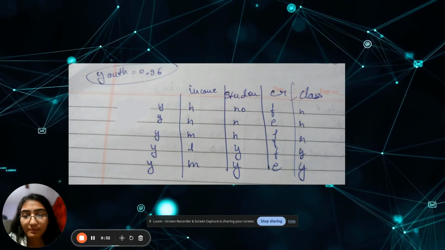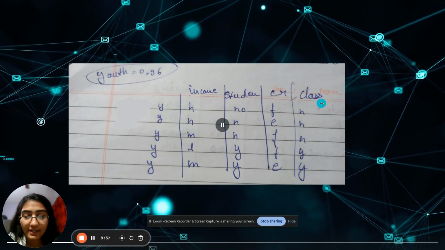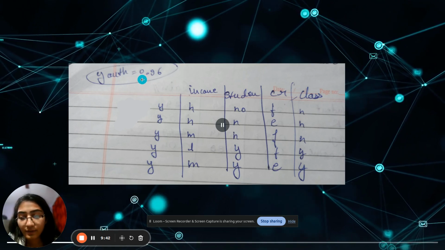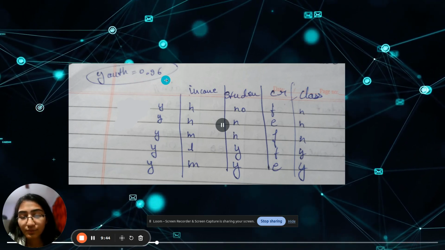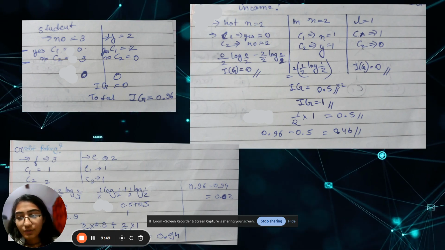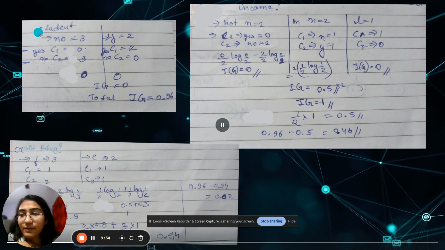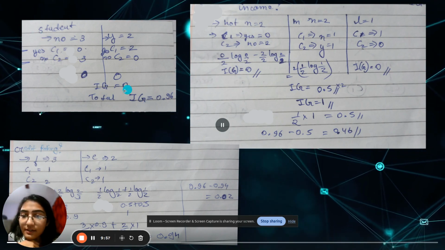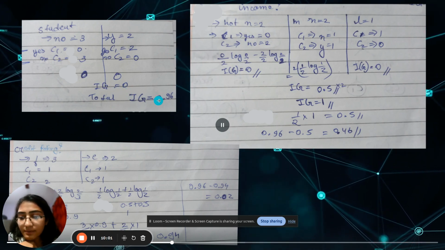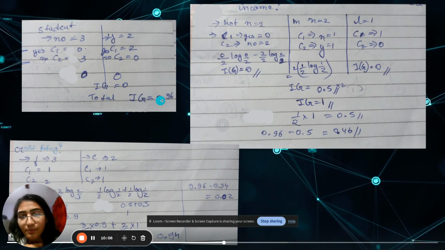So for youth, we will make a separate table with income, student, credit rating, and class. We will only take those rows with youth in it. And as we calculated earlier, the information for youth was 0.96. Then in this youth table we will calculate the information gain for each attribute separately. For student, the information after splitting will be 0. So the gain is before splitting minus after splitting, which will be 0.96 minus 0, which is 0.96 obviously.